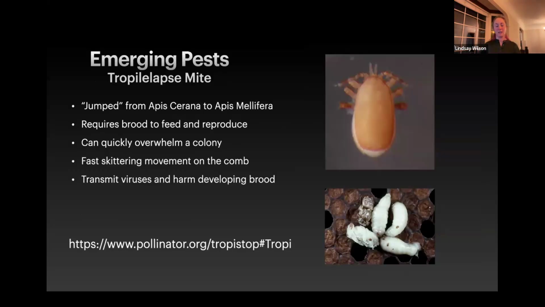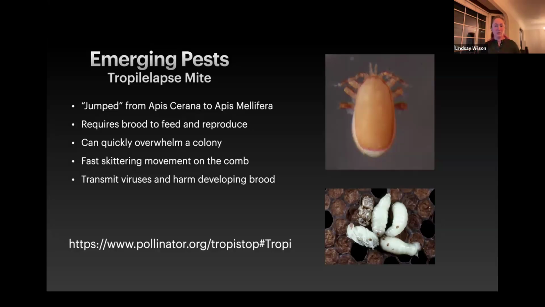Where Varroa mites kind of hang on like a tick or move around a little or want to be down in the cells, these Tropilaelaps have a very characteristic, super creepy stop-start movement, like a weird spider across the comb. They also can transmit viruses that harm the developing brood, suck the poor little life out of our brood, and they can quickly overwhelm a colony. They require brood to reproduce.